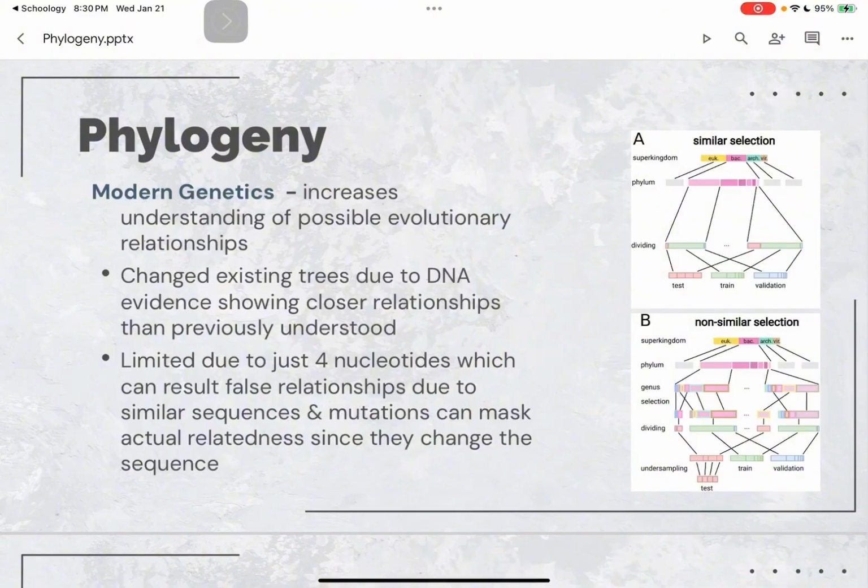Now on to modern genetics. So modern genetics increase our understanding of possible evolutionary relationships. It's changed existing trees because of the DNA evidence that shows closer relationships than previously understood. So what we might have had in the 1900s, that tree might and likely does look very different from a tree that we have today in 2026 because of the technology and advancements we've made in the fields of genetic identification. And also, it's limited due to just 4 nucleotides, which can result in false relationships due to similar sequences and mutations. And mutations can mask the actual relatedness since they can change the sequence.